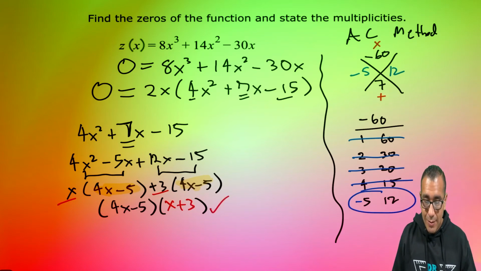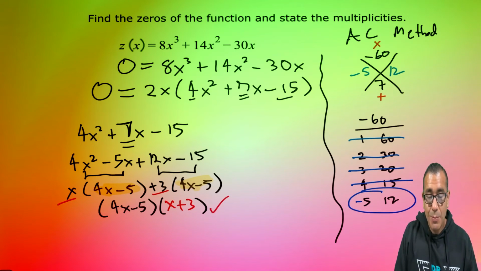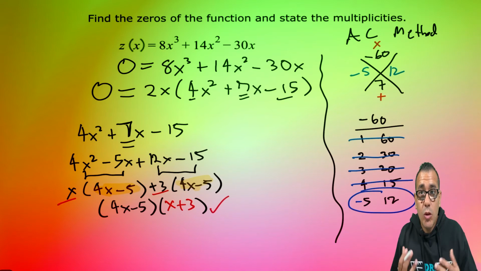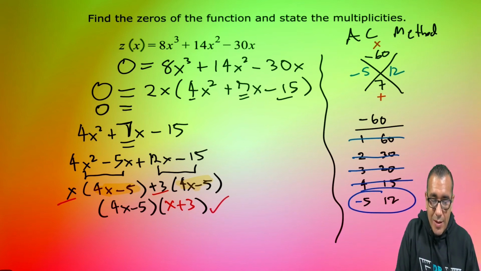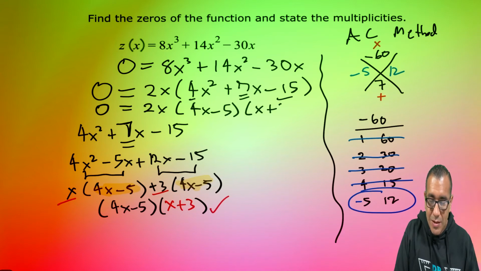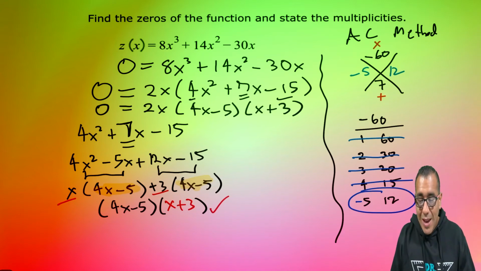Why do we do that? All right, so now we're going to rewrite this, because remember your ultimate goal: we're trying to find the zeros. So let me throw that back in here. We get 0 equals 2x. Let me throw in my two new factors, 4x minus 5 and x plus 3. So now everything's factored as much as possible.